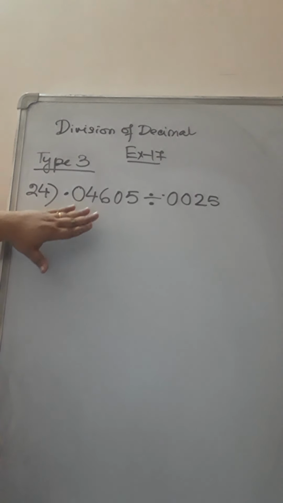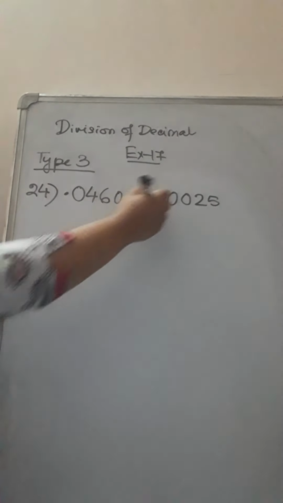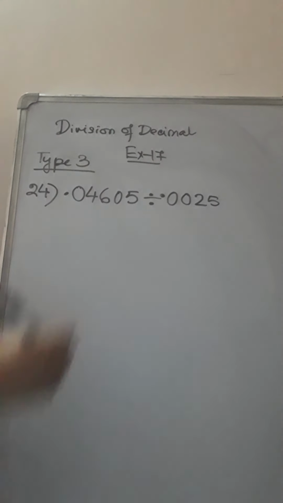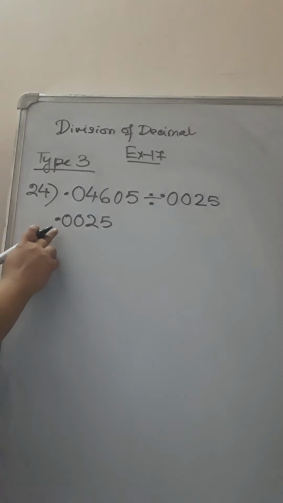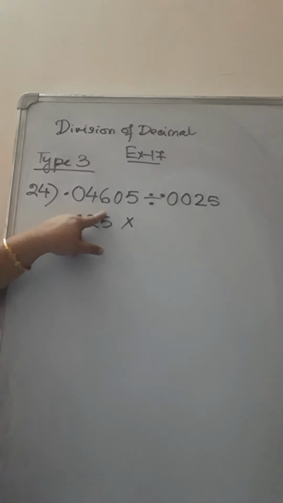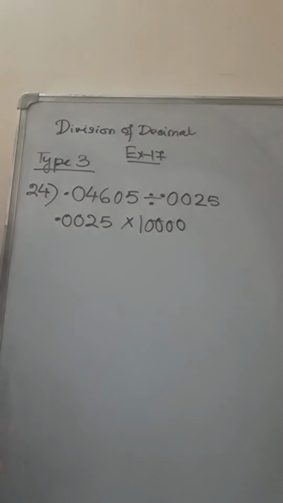Now this is the same type. Check, the point is before 5 places in the dividend, and in the divisor it is before 4 places, 0.0025. First we will start with the divisor, 0.0025. I have to omit the point, I have to make it point free. With how much should I multiply? The point should shift 4 places, so with 1 I take 4 zeros. So it is multiplied by 10,000.